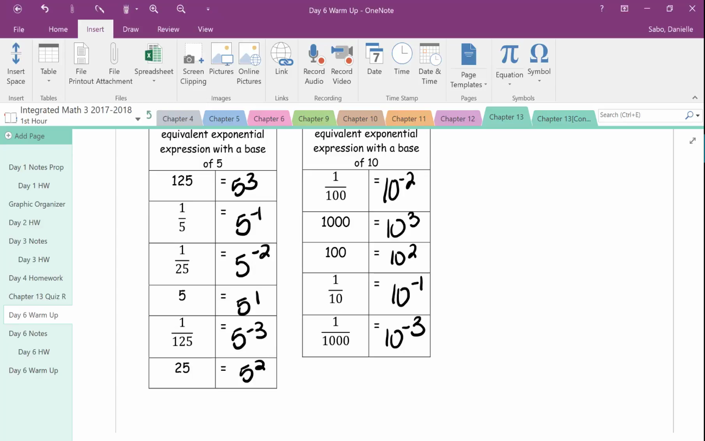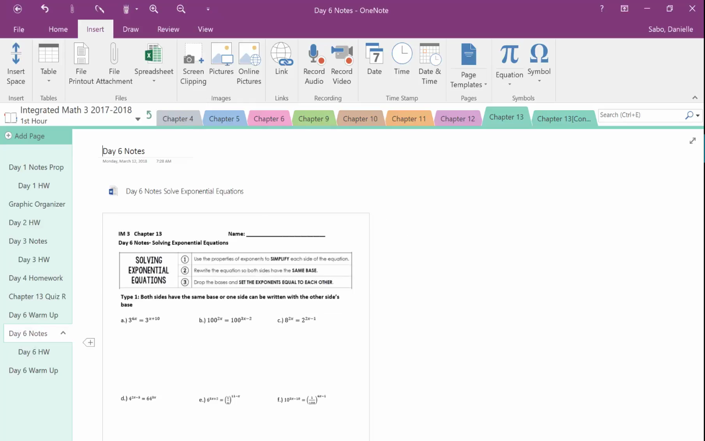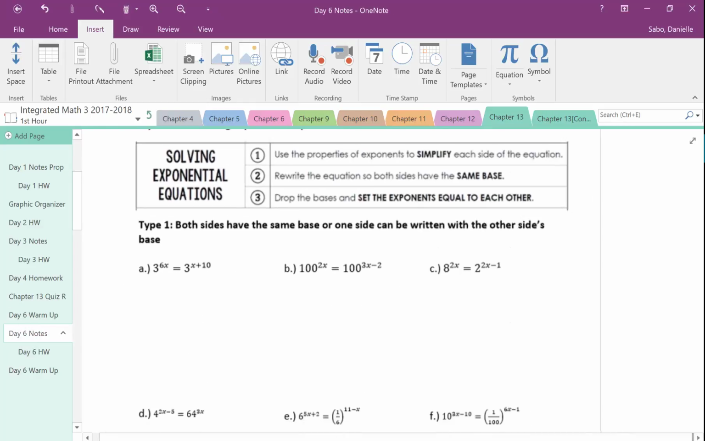So hopefully you found, at least maybe when I gave you one chart, you were able to do the next chart. Because all you're doing is writing it with the base of whatever we asked you to write it as, and you're going to see why. So let's talk about this new thing that we're going to do.